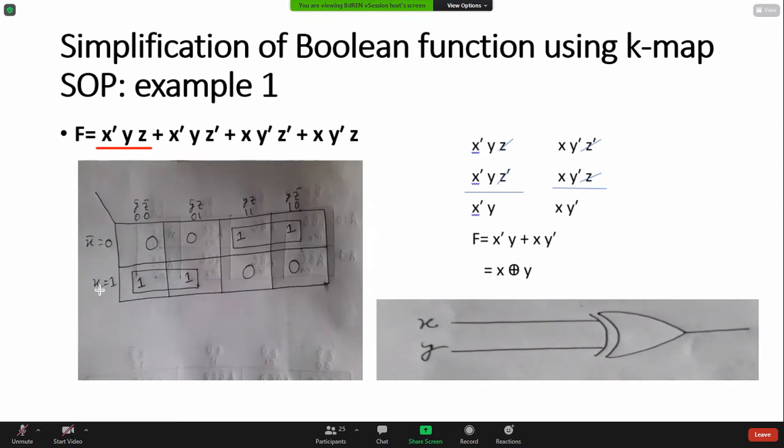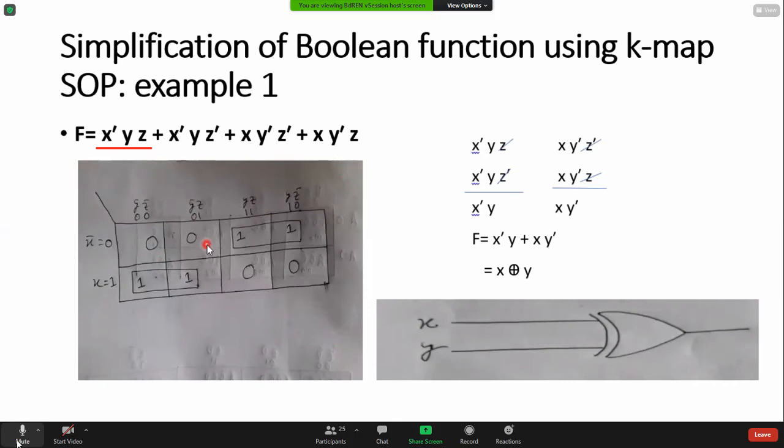So first x inverse, x, then y inverse z inverse. What I said is that you have to follow 00, 01, 11, 10. This series you have to follow for your row and column also. Now, if you observe, what is the mapping of this one? X inverse, y inverse, z inverse. Can you see my cursor? Yes, ma'am. This is x inverse, y inverse, z inverse.